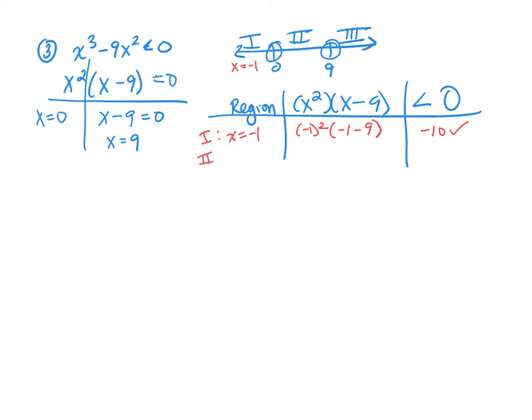So let's look at region 2. Let's pick positive 1. So that'll be 1 minus 9. That'll be a negative 8. So that works. Now let's pick something in region 3. Let's pick 10.